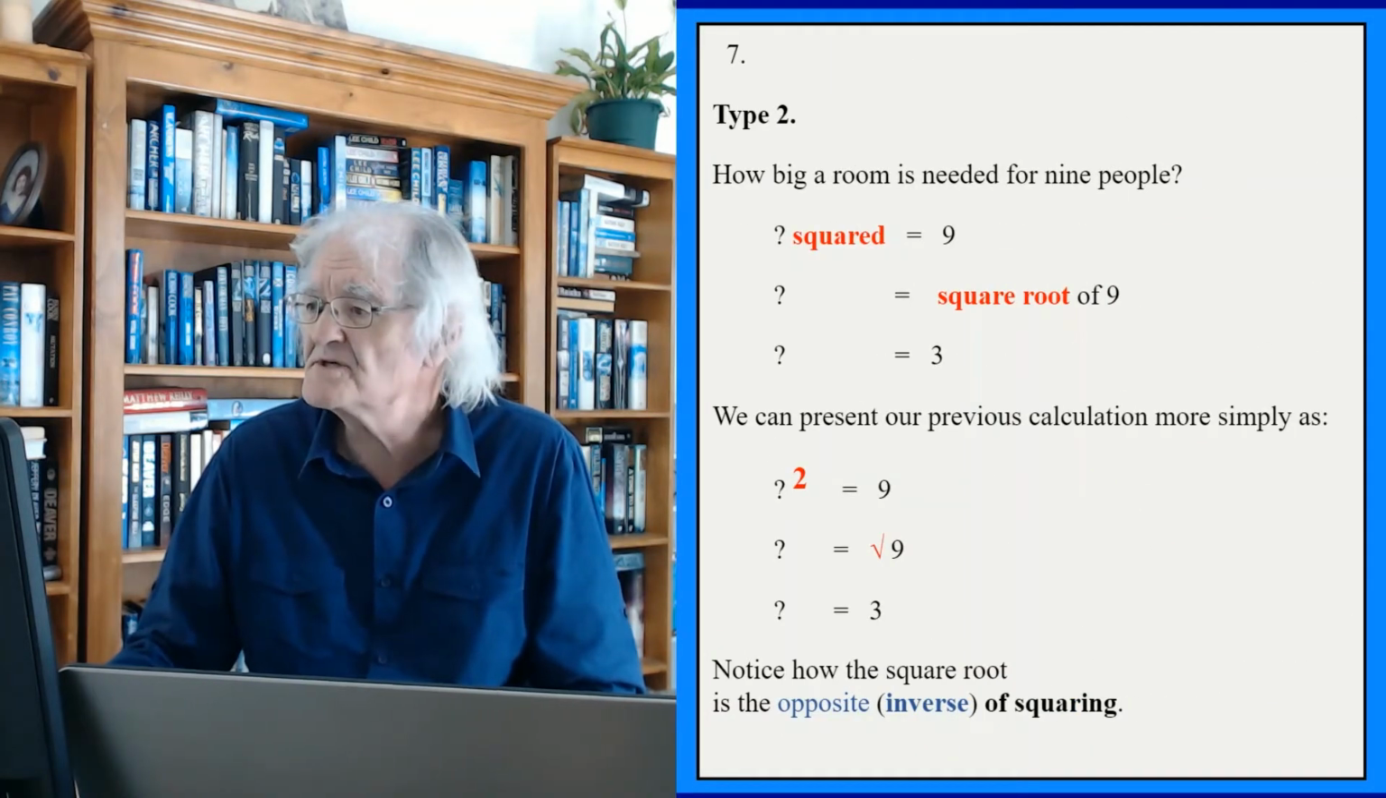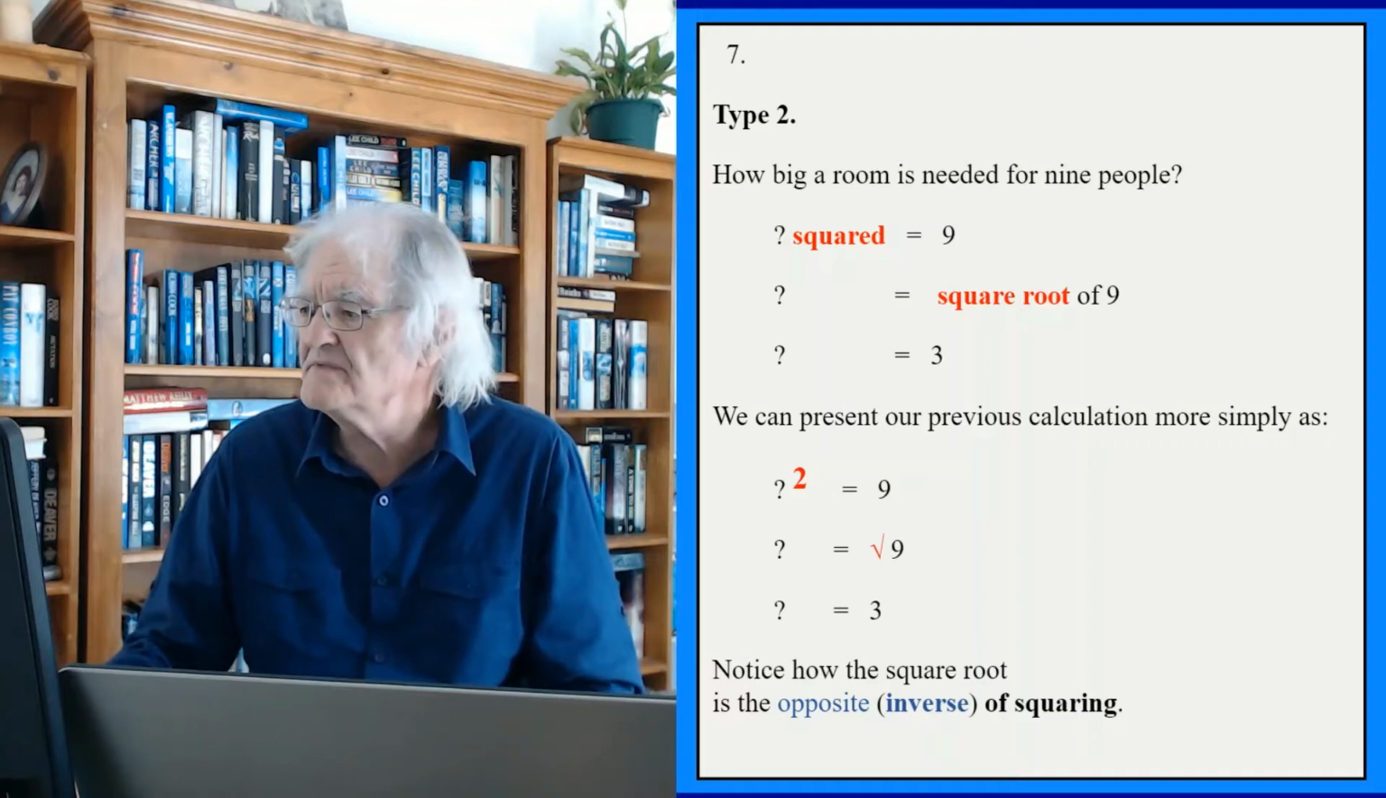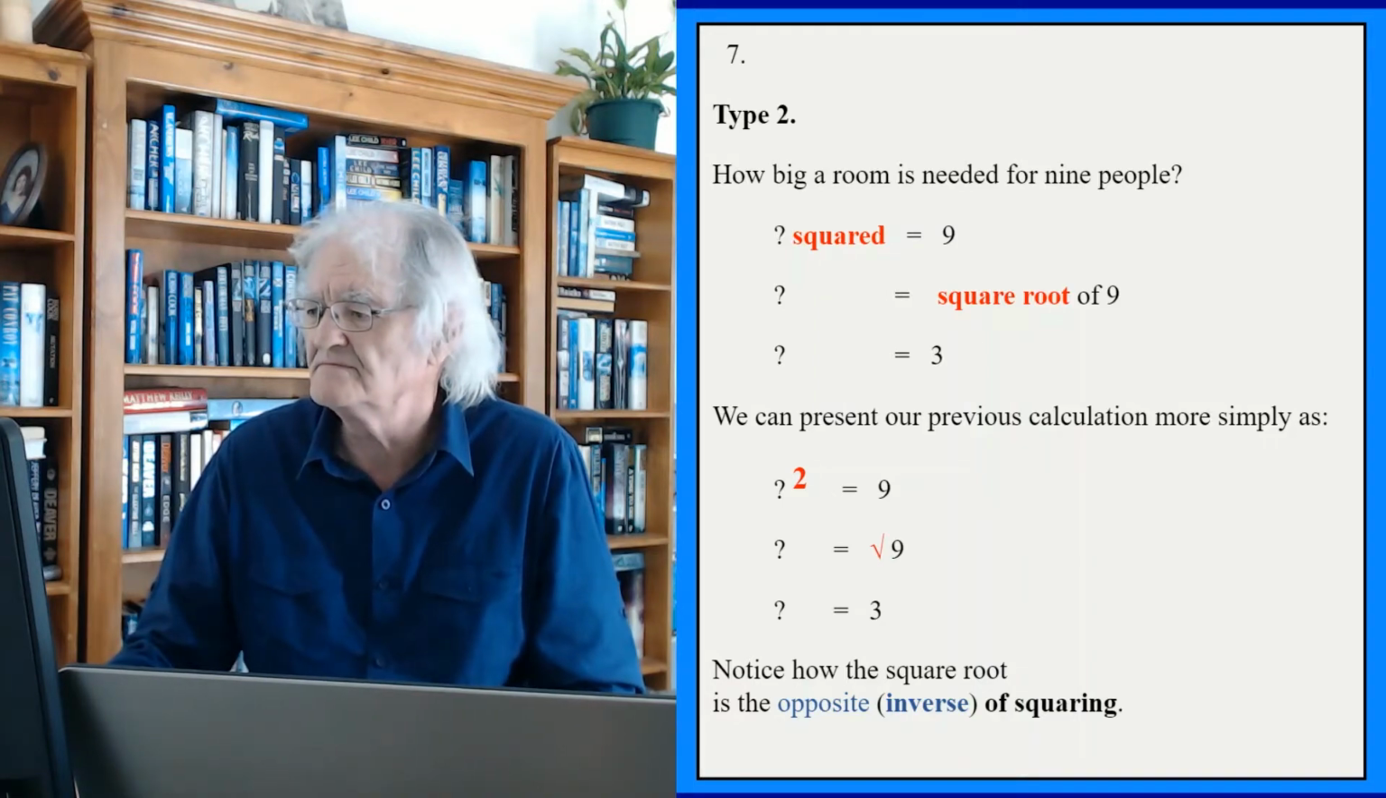Now for type 2, how big a room is needed for 9 people? Well, the width of the room when squared must give 9. So the width of the room will be the square root of 9. Notice the processing has moved in the equation. And the square root of 9 is 3.